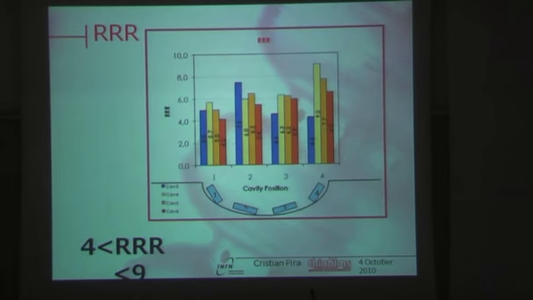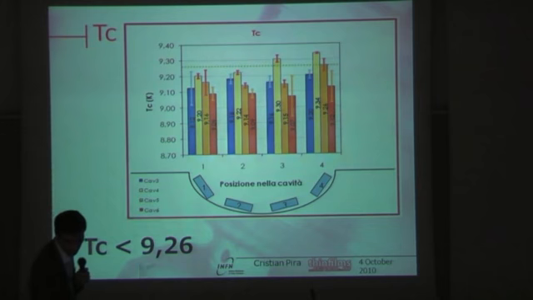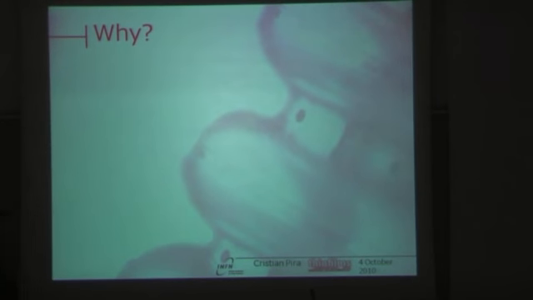But the RRR values are not what we expect. The RRR is 9 at maximum, and also the TC is practically every time below the bulk TC of niobium. So the question is: why?